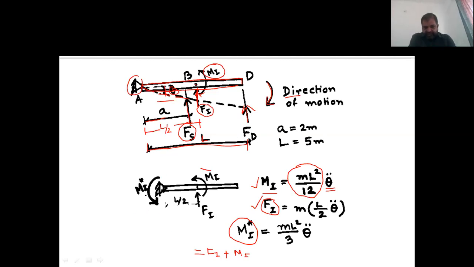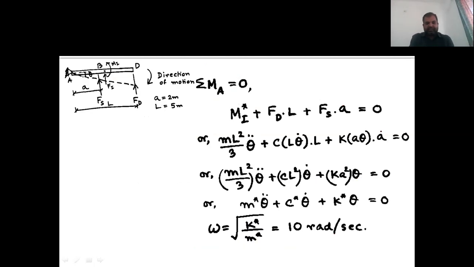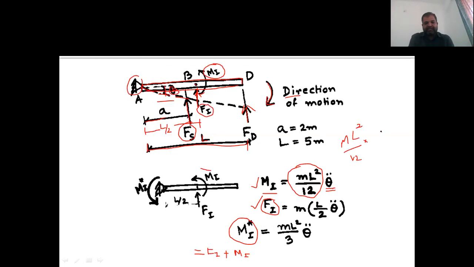I'm transferring here. So this will be ml square by 12, which is acting at the distance of L by 2. So 2 by L, right? So ml square by 3 will come into the picture. We have seen earlier also these cases. You can actually refer to this. So this will be ml square by 3.